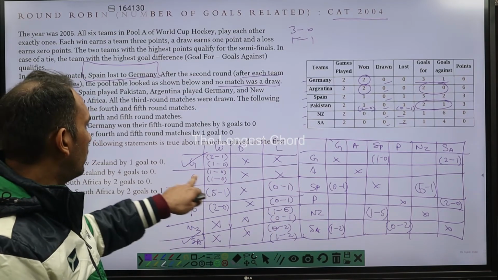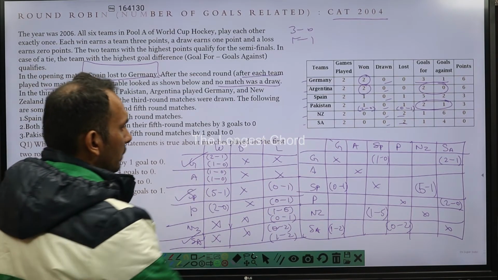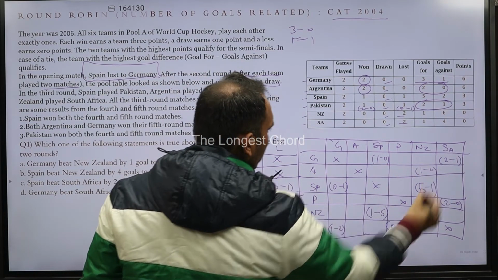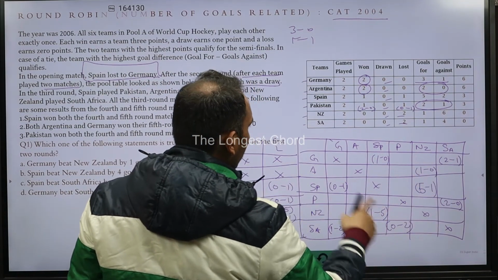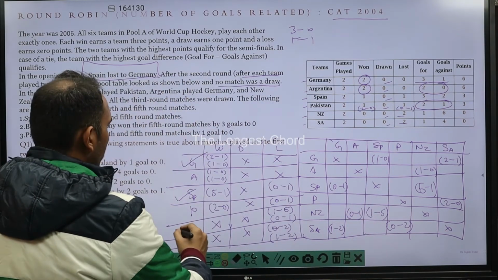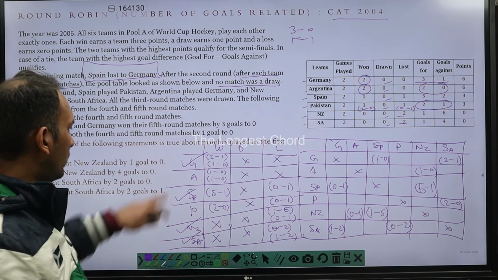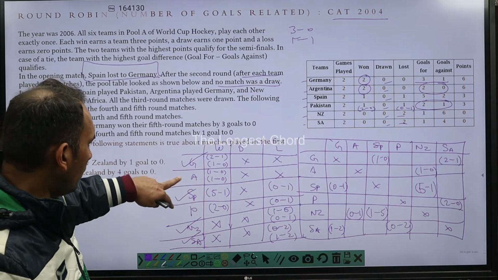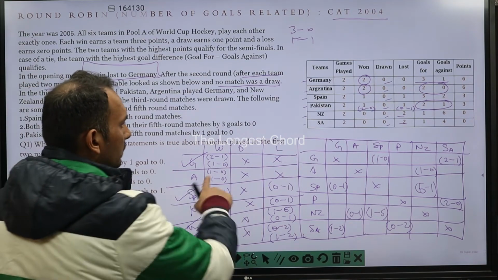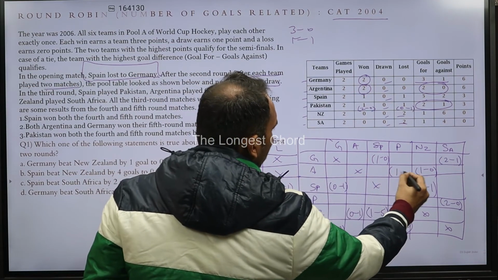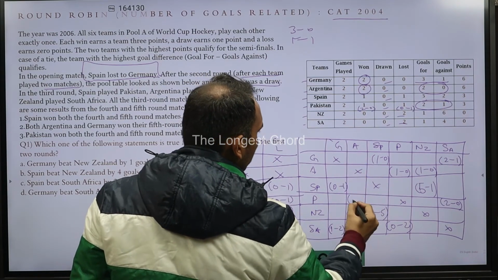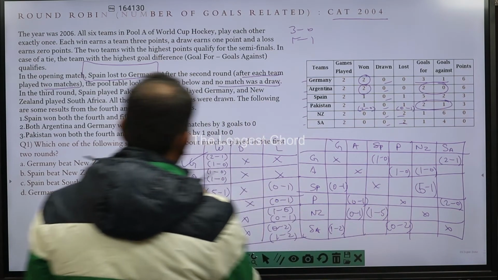There is no other than Argentina because Germany is all sorted. So Argentina is definitely defeated New Zealand 1-0, or we can say New Zealand is getting defeated by Argentina, that is 0-1. So we can say New Zealand is all sorted. Argentina, there is one game is sorted and the other game has to be against P. So Argentina has defeated P 1-0, or we can say P is getting defeated by Argentina 0-1, and all the teams are sorted now.